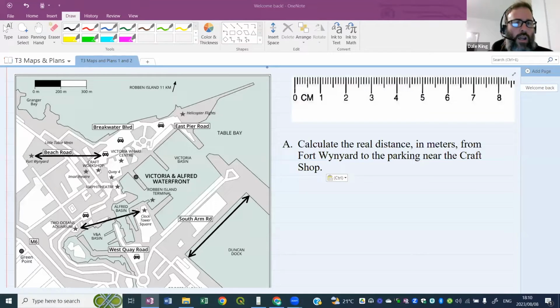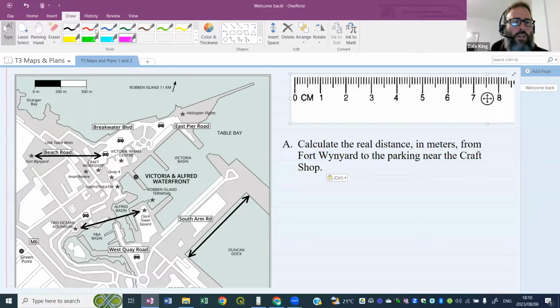It sometimes helps. I don't know if you guys can see a mistake on this map. There is an error. Actually pretty important that we pick that error up when dealing with this map. But I've got my ruler here to help you with this question. So who can tell me what I need to do here? I need to calculate the real distance in meters from Fort Wynyard to the parking near the craft shop. Who can tell me how you're going to do this? I need instruction. Anyone out there that can help me?